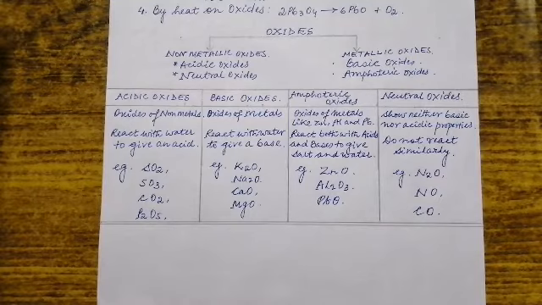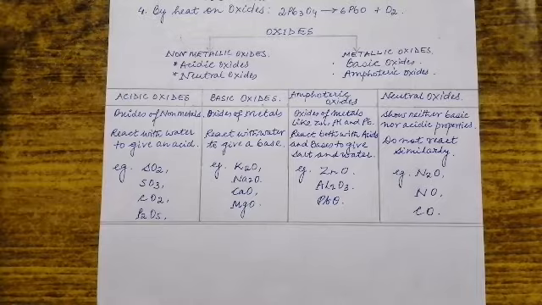As I said, oxides can be classified into two types. One is metallic oxides, the other is non-metallic oxides. Always remember, non-metallic oxides are acidic oxides, and they also form neutral oxides, whereas metallic oxides are generally basic oxides, and some can be amphoteric oxides. Now let us deal with acidic oxides.